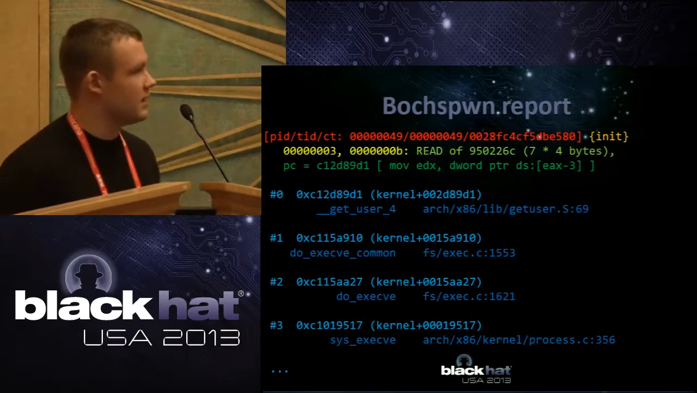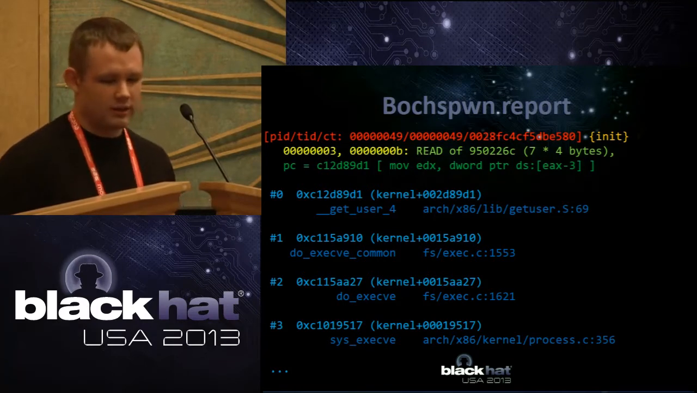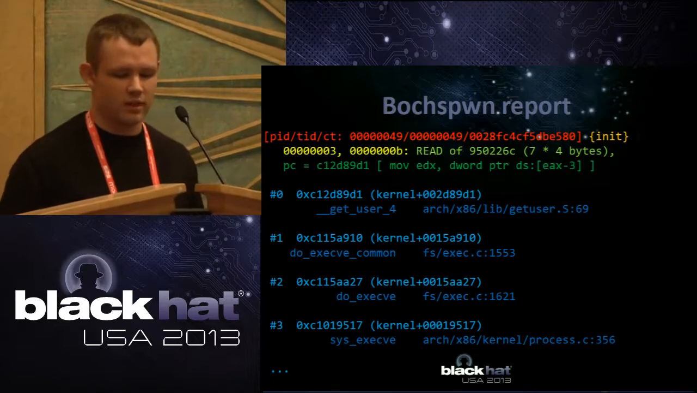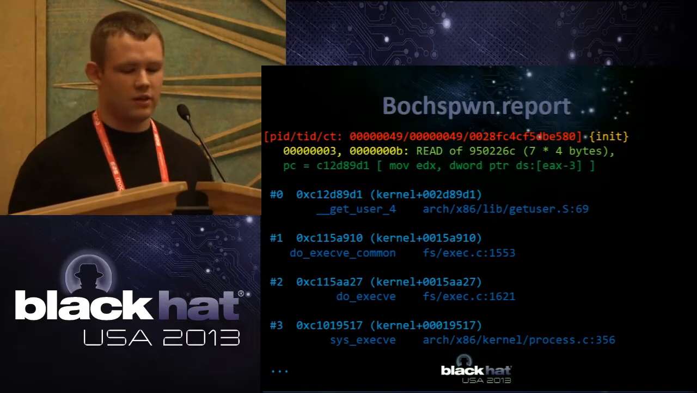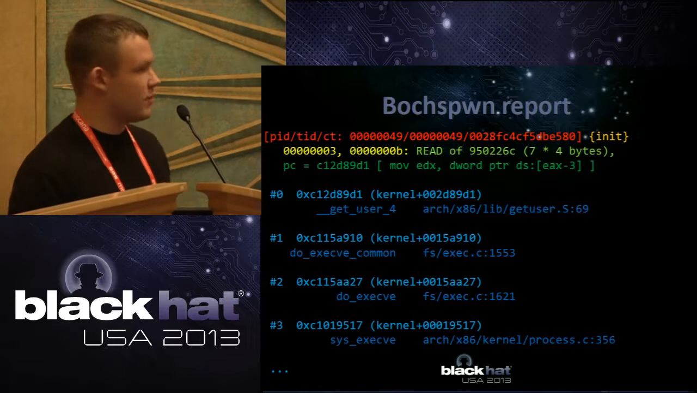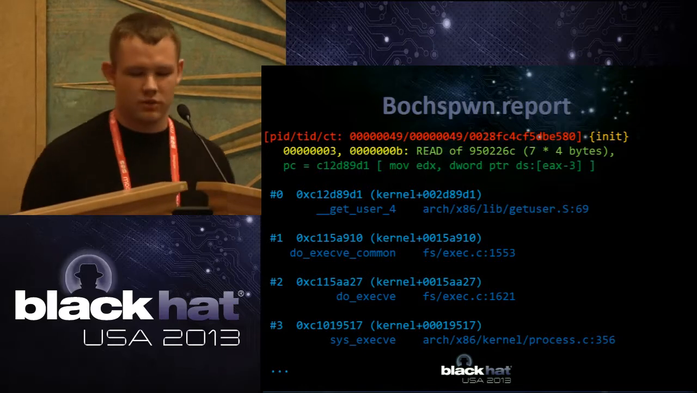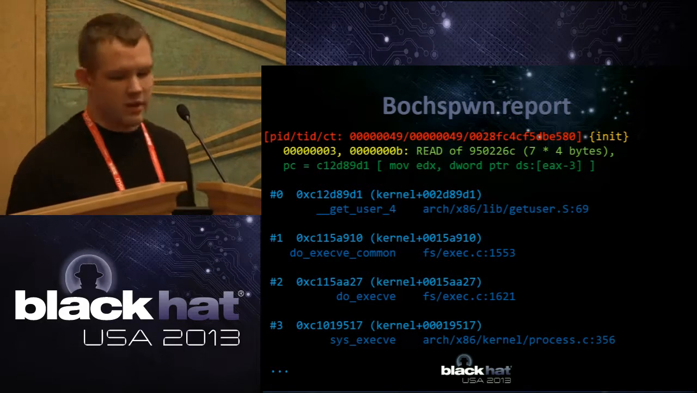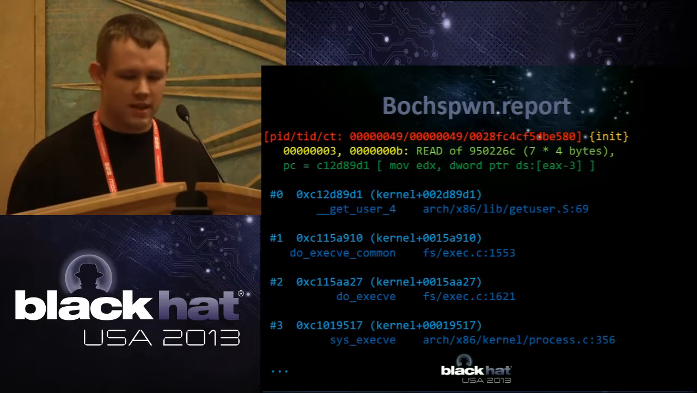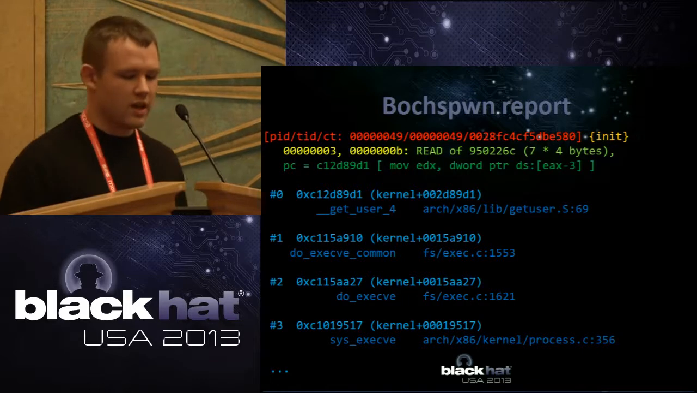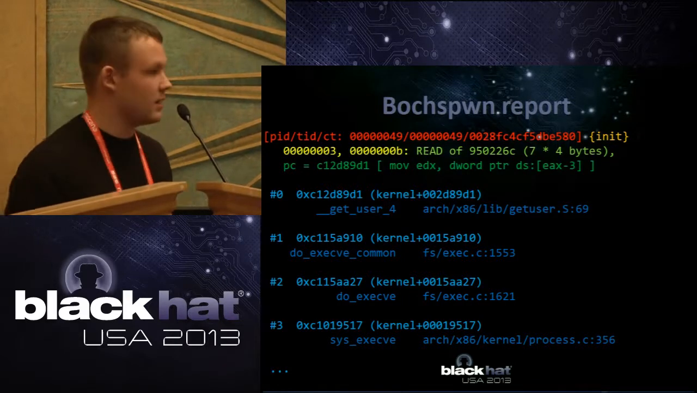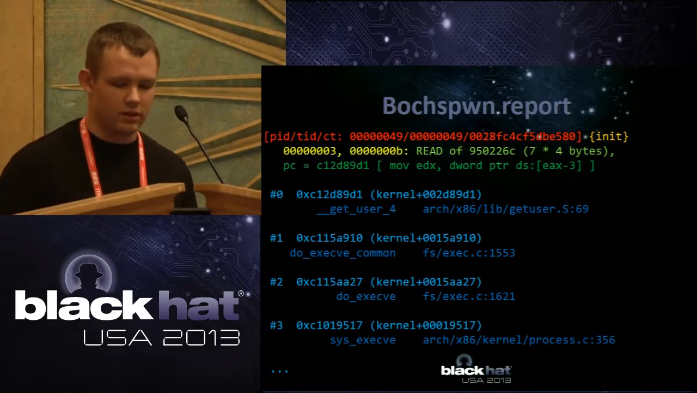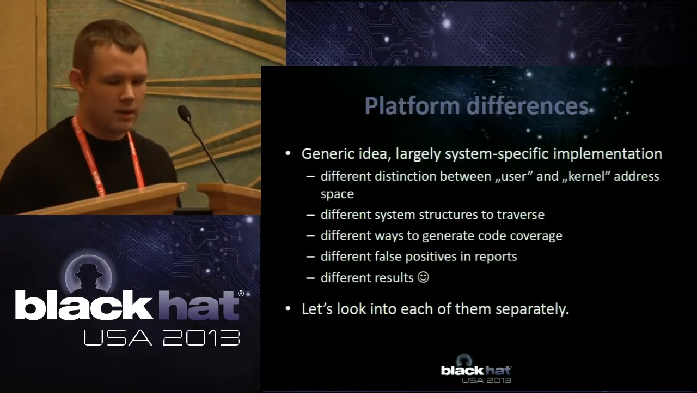So here you can see an exemplary report that Bochspwn generates, and as you can see, you have nicely formatted information of the kind I mentioned earlier. You have the ID of the thread in the form of a process ID, thread ID, and creation time or some other characteristic of the thread. Then you have the process name, the type of the memory access, its length, the instruction disassembly, and the full call stack. This is a report for Linux, but the ones for Windows and all other platforms look basically the same.